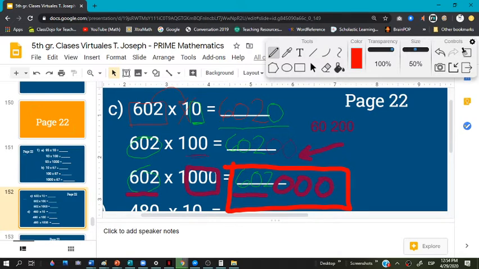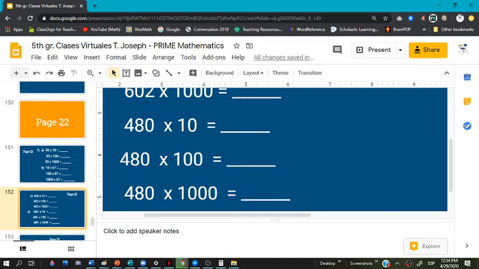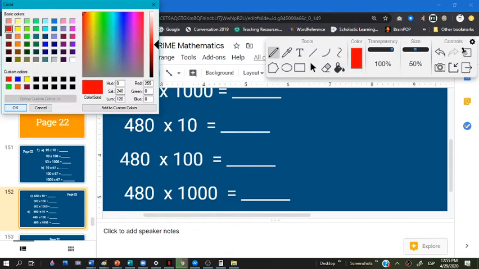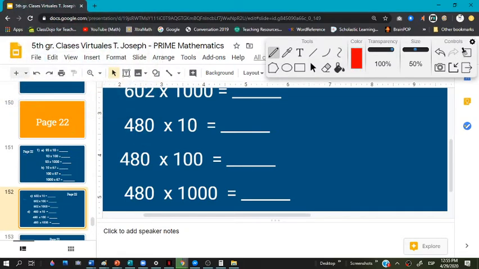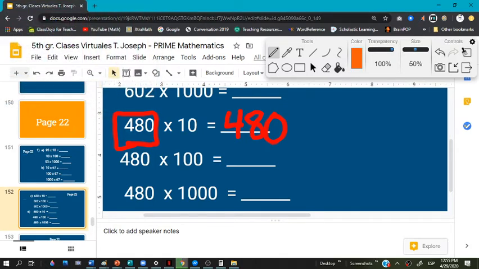Perfect. All right, let's go to the next couple of problems on the bottom. Let me move this up. 480 times 10. Well, 480 is my base number. You could also just put 48 if you really wanted to, and then add the zeros at the end. So we have 48, and then just add those 2 zeros, or I could just keep that first zero right there in my problem. I'm just going to add that last zero, and my answer is 4,800.